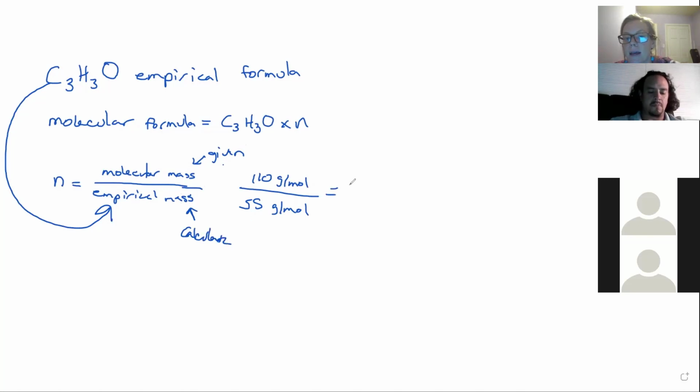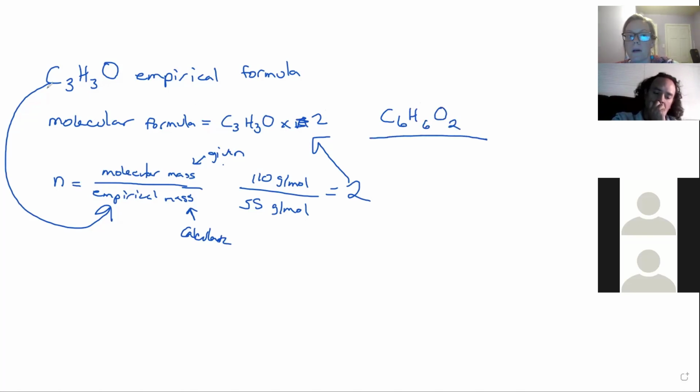So this gives us an N value of 2. Our molecular formula is twice as big as our empirical formula. So take the 2 and thread it back in here. This is now a 2. That's going to be C6H6O2. We now have a formula that's twice as big as our empirical formula.